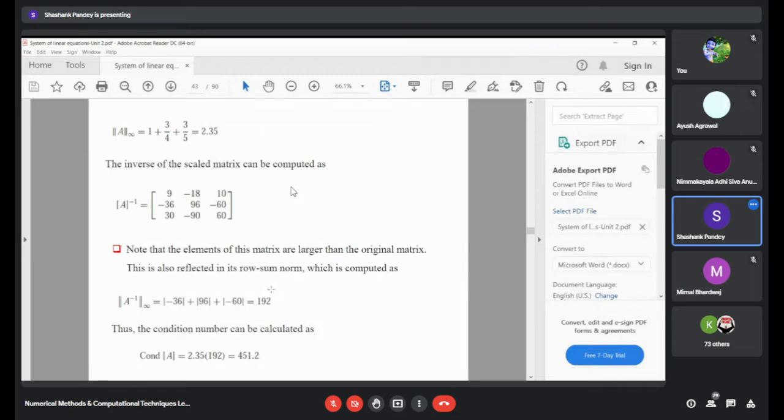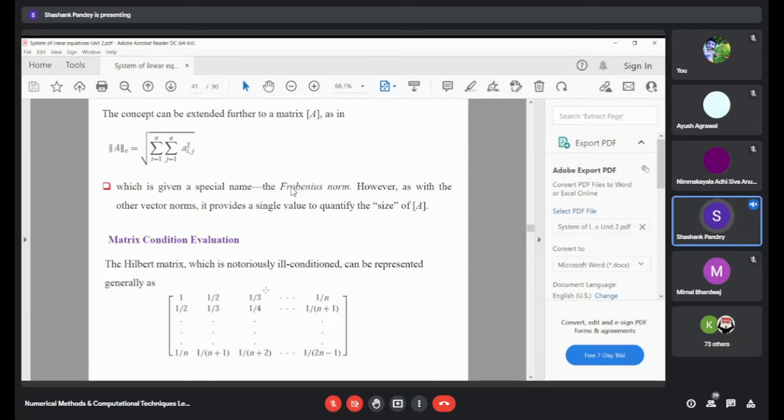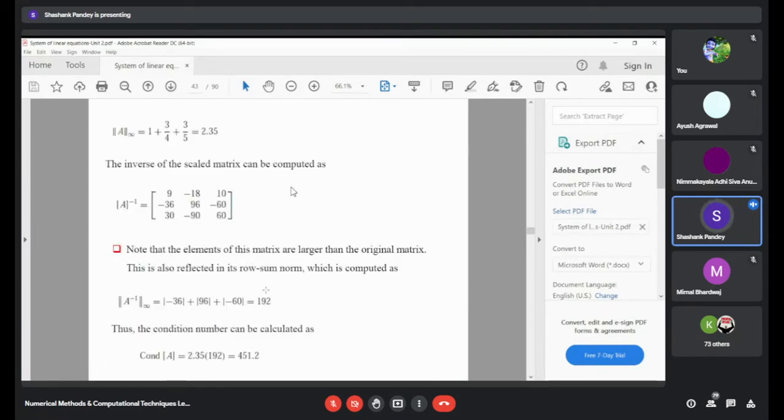192, and in order to compute the condition number of a matrix, what we do simply is multiply this row sum norm, which was 2.35, with the row sum norm of this matrix A inverse, and we get some value, 451.2.